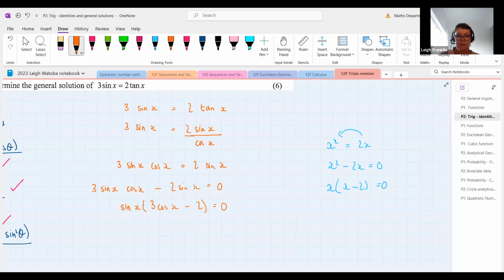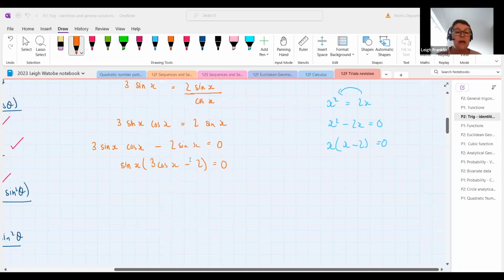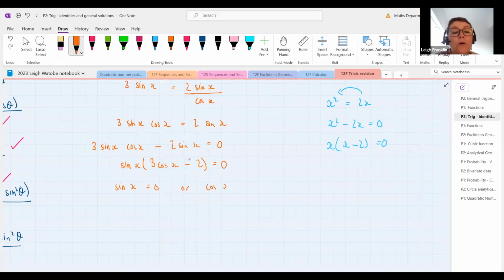Everybody happy with that? Okay, so I've taken sine x out as a highest common factor. I can't take out cos x because I don't have cos x in both terms, but I do have sine x in both terms. That's why I can take sine x out. Okay, so now I have either sine x equals 0 or cos x is going to be equal to 2 over 3. Does that make sense to everyone? Are we all good so far?